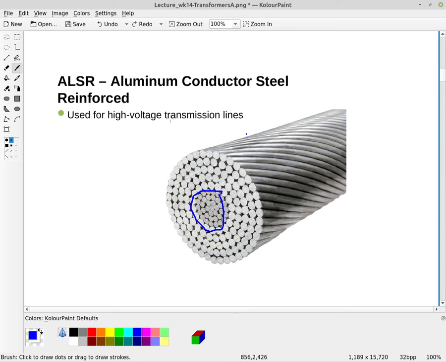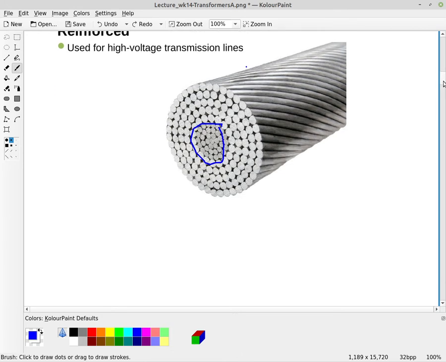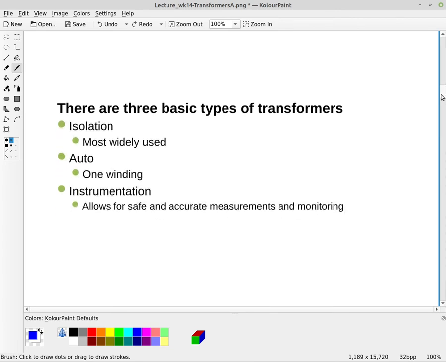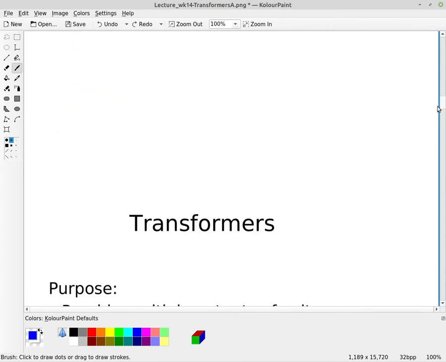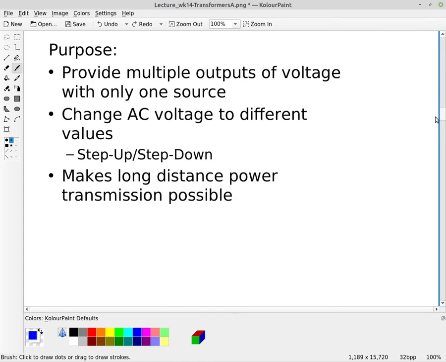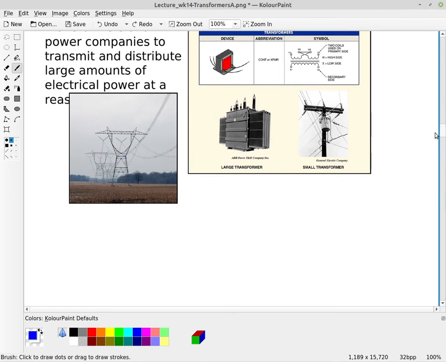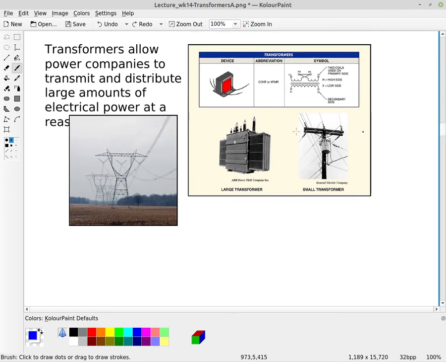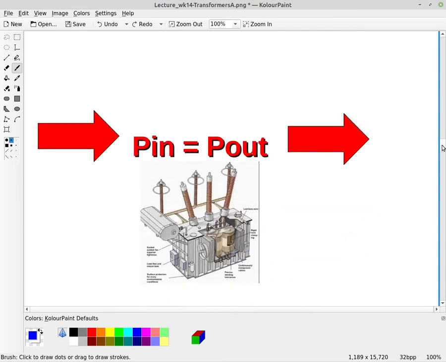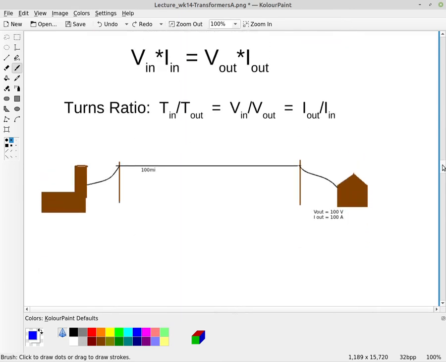But this conductor, of course, has some resistance. Any conductor has resistance, and aluminum has much more than copper would. What I want to do is talk about transmission lines and transmitting the energy, because when we transmit energy, you see here there's some transmission lines. But what happens is we transmit at very high voltage. I want to describe why that is, and then we'll come back to the transformer.